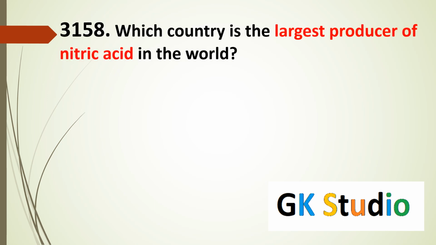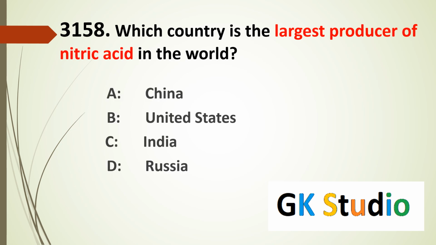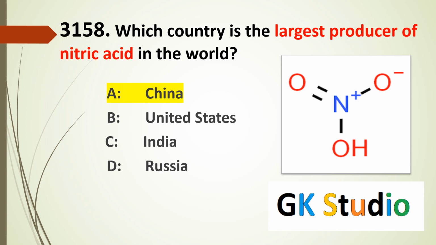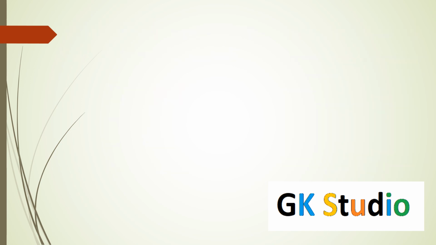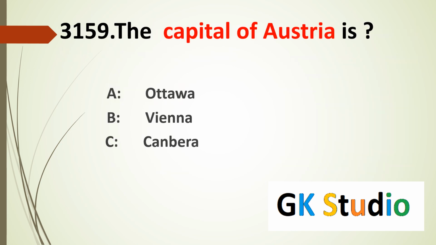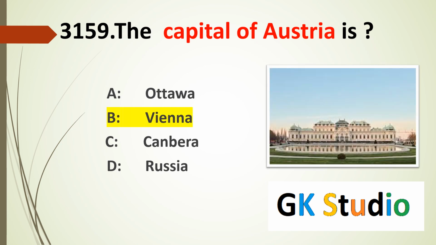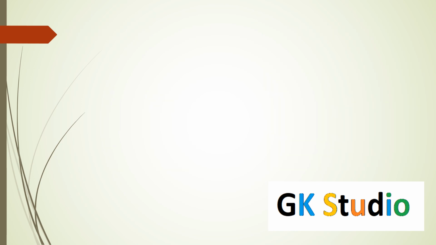Which country is the largest producer of nitric acid in the world? China. Largest producer of nitric acid in the world is China. The capital of Austria is Vienna.